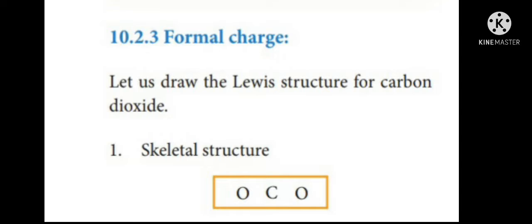Consider carbon dioxide. The formula is CO2. First, we have to draw the Lewis dot structure for carbon dioxide. Already, we discussed how to draw the Lewis dot structure. First, we have to draw the skeletal structure for carbon dioxide. It is given as oxygen, carbon, oxygen.